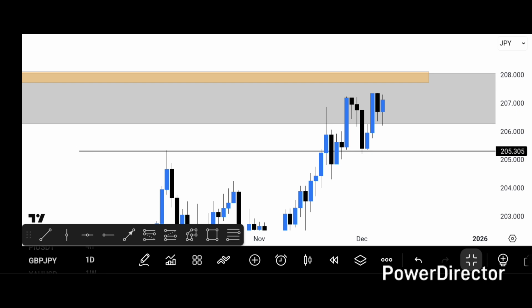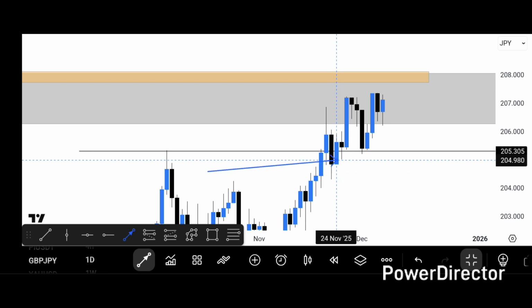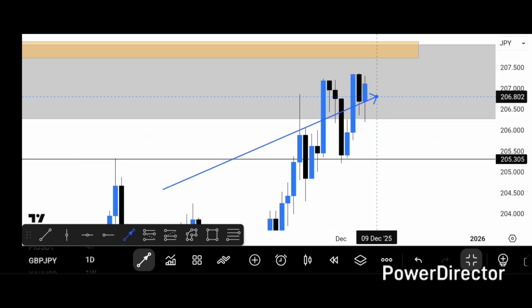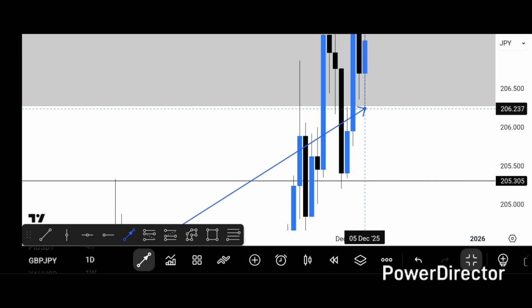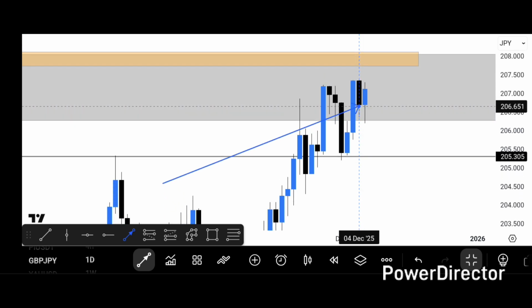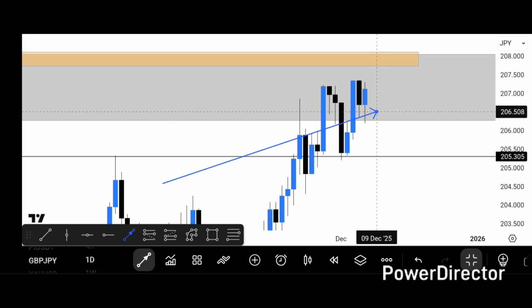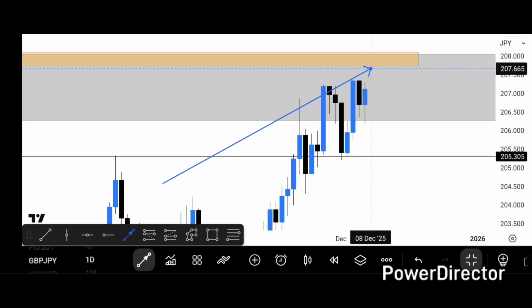Now on the daily time frame, we can see more price action, and we can see that price is making higher highs and higher lows. So this is a higher low, a higher high, higher low, a higher high, and this here potentially can be a higher low. This 206.248 zone here is a higher low. Now we're looking forward for price to make a higher high.